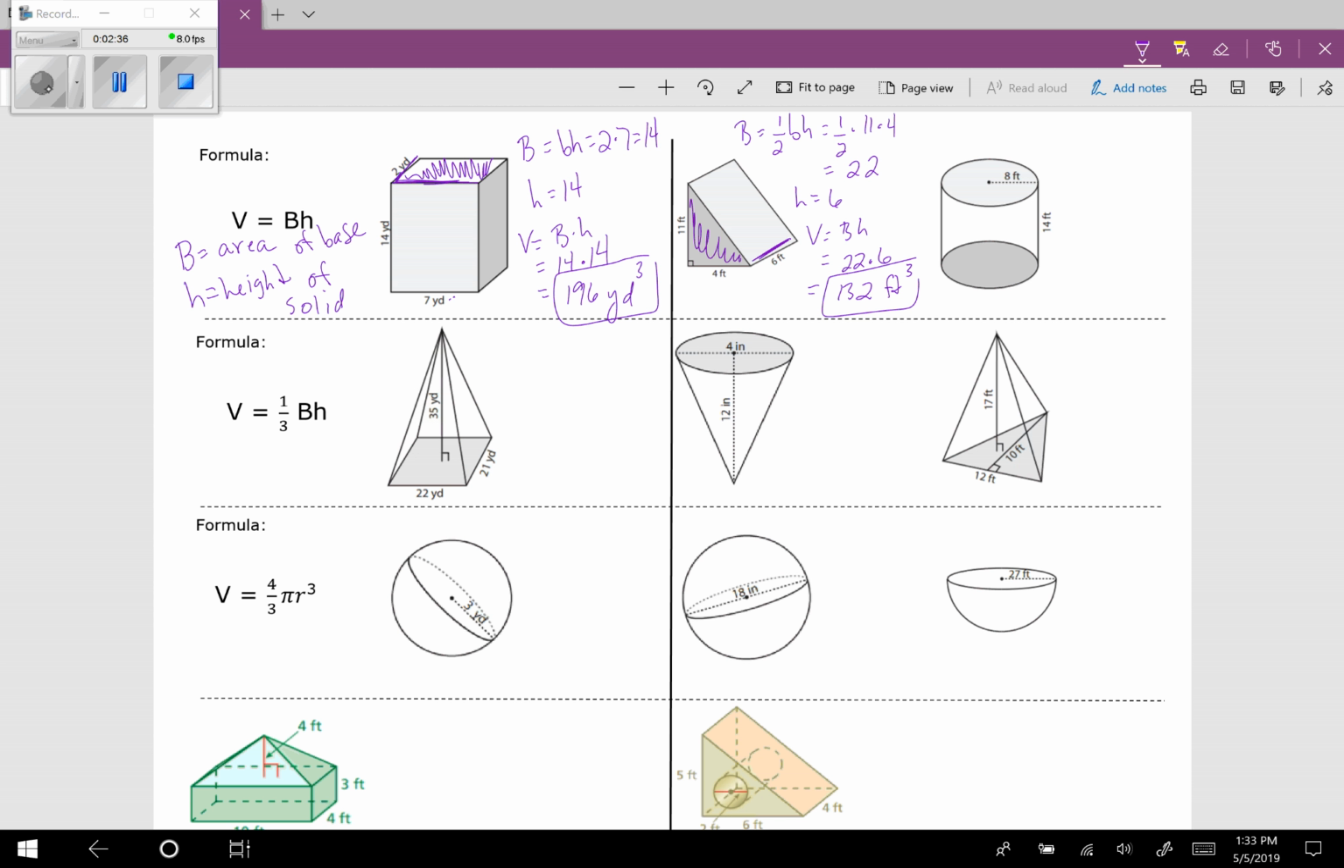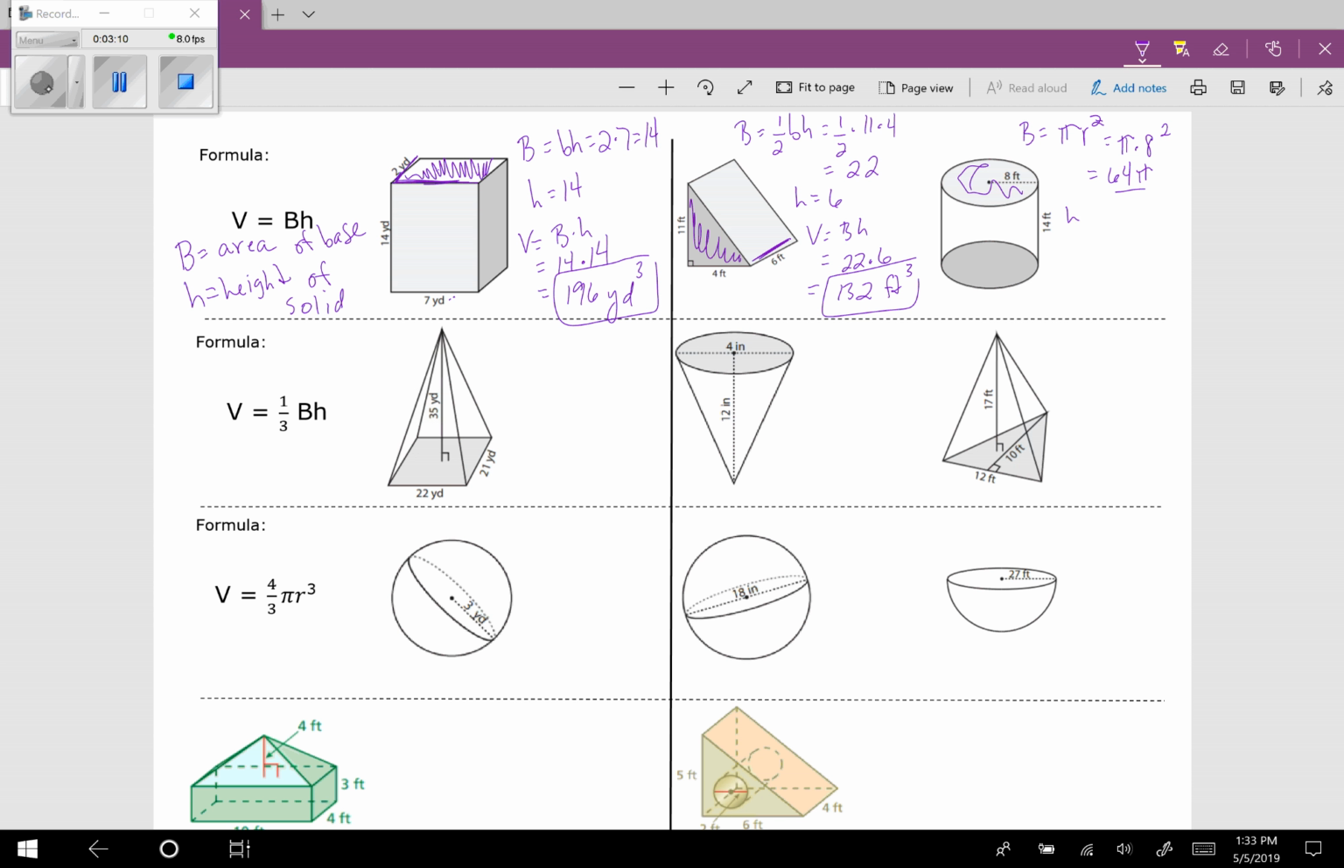Okay, this next one, this is a cylinder. On the cylinder, our base is this circle. So to find the area of that, we have to use the area of a circle formula. So it's pi r squared. So pi times the radius squared, so pi times 8 squared, which is 64 pi. I'm going to leave this as 64 pi right now because we're going to get our answer both in terms of pi and also to the nearest tenth.